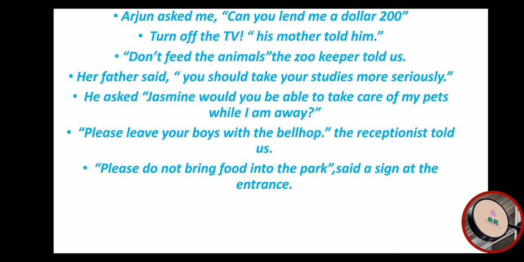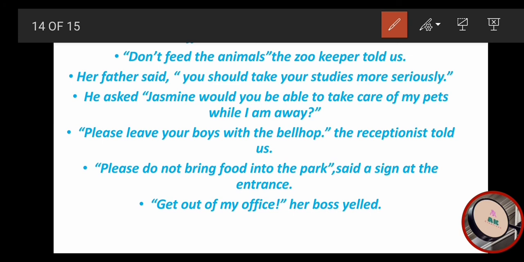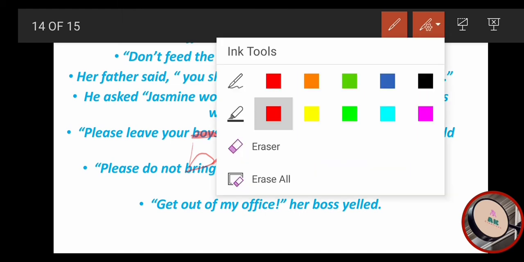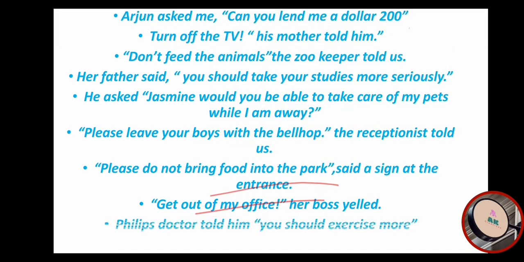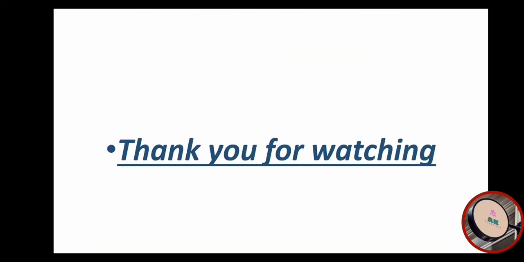Yelled in the sense of shouting, children. One mistake I made here: it's not "boy", that is "bag". Please leave your bag with the bellhop. So these are all the examples that you have to change into indirect speech.